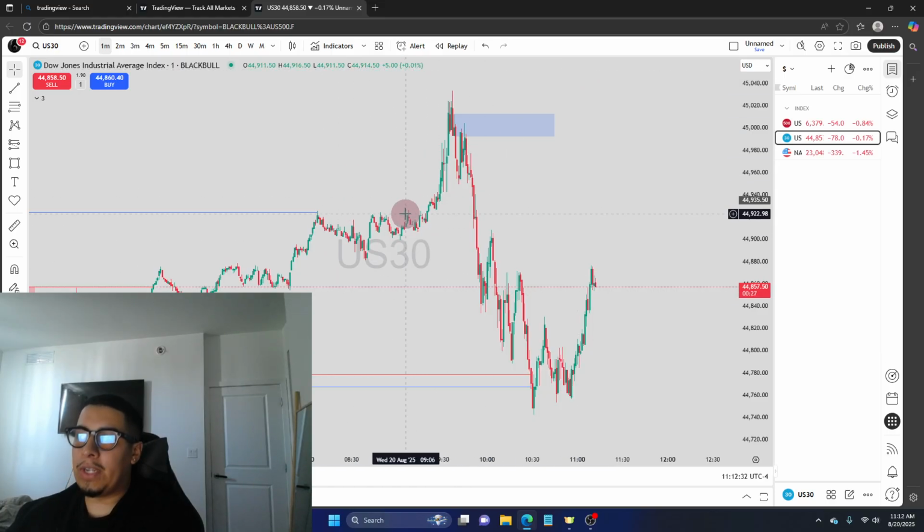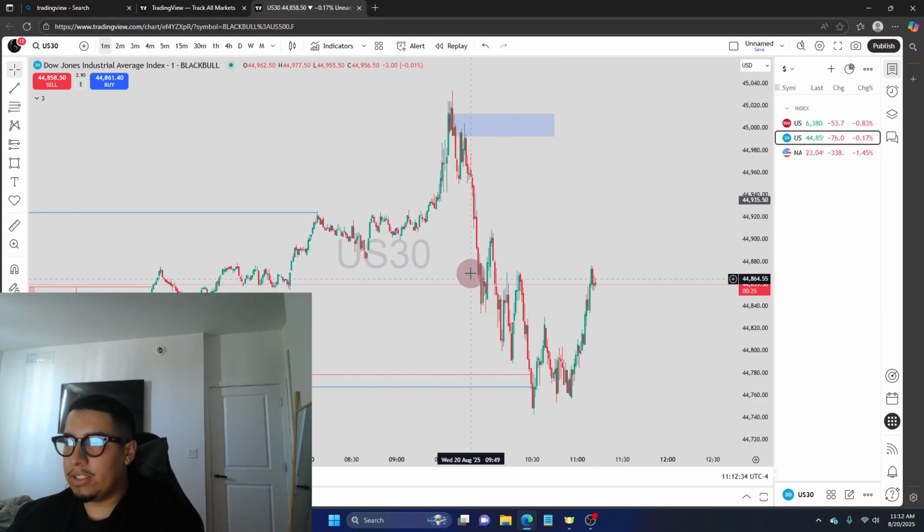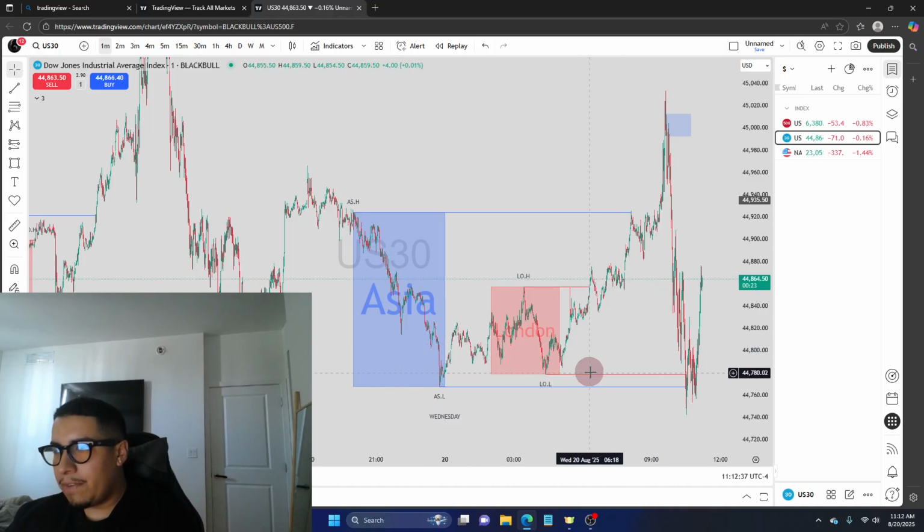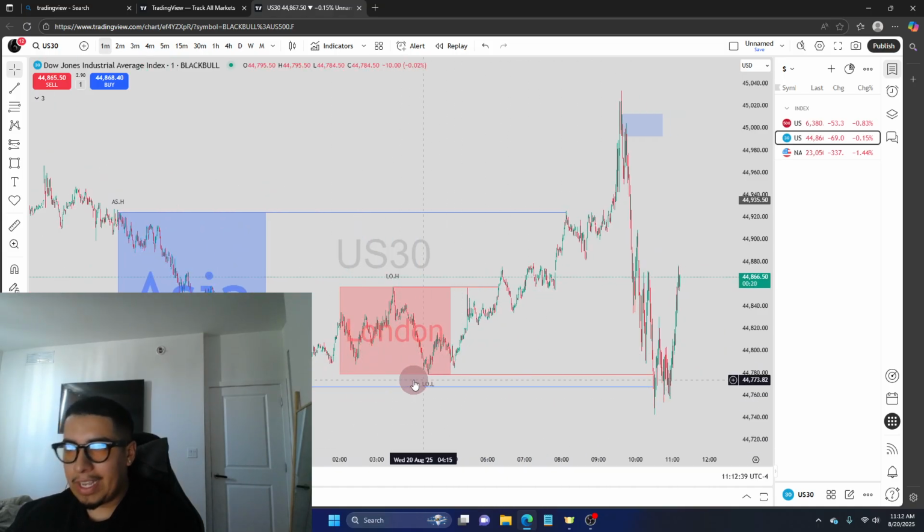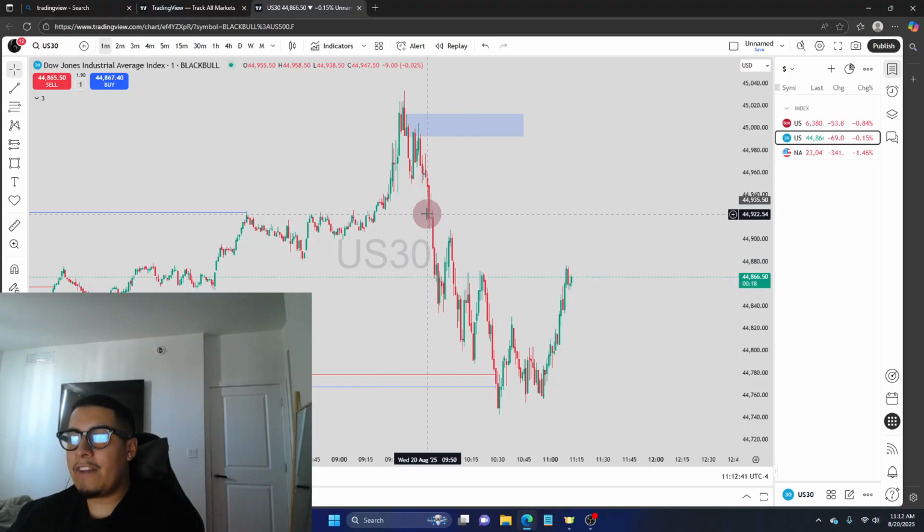Let's say you miss this trade and you want more confirmation. Again, what you're looking for is obviously going to be this target. So you're looking for Asian lows to get grabbed. So you have multiple entries here.